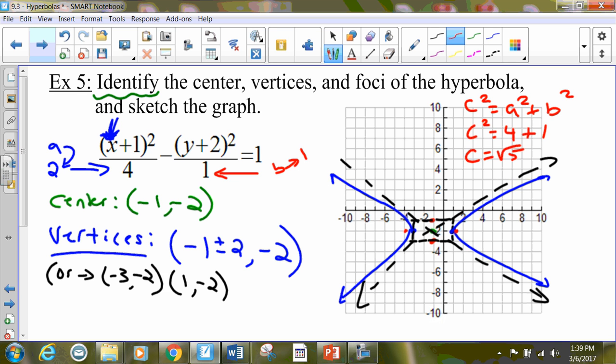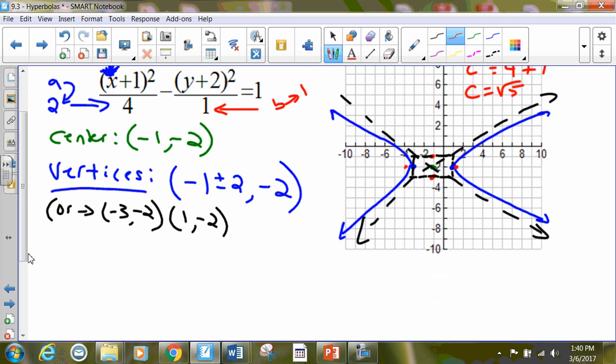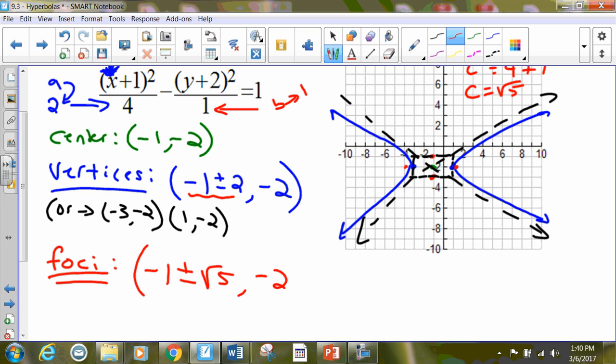This is where being able to write the 2 points as one really helps, because it's going to be easy to write our foci if we remember, and this is something going back to what Ethan said, that the center, the vertices, and the foci are all located on the same line. See how we mess with just the x right here? We're going to do the same thing for the foci. Our center started at -1, and the foci went plus or minus square root of 5, comma, -2. Okay, I'm going to pause so you guys can ask me questions.